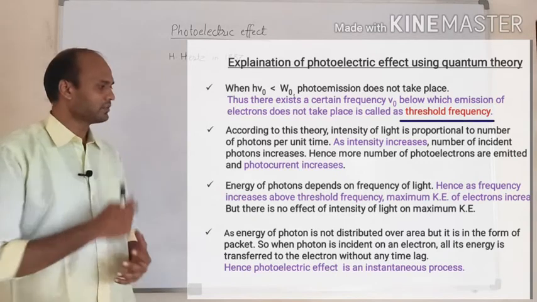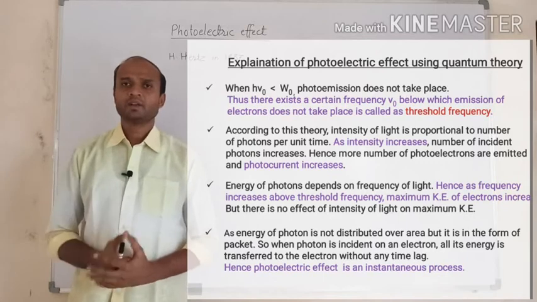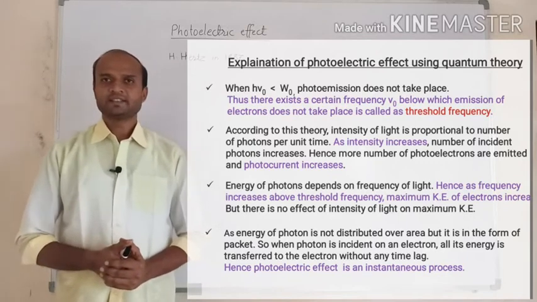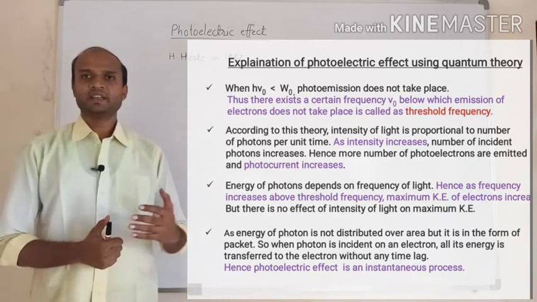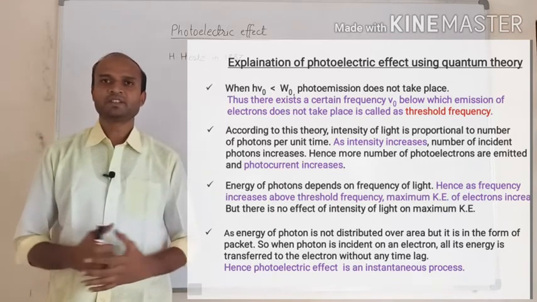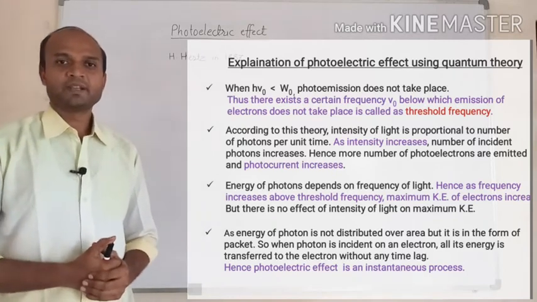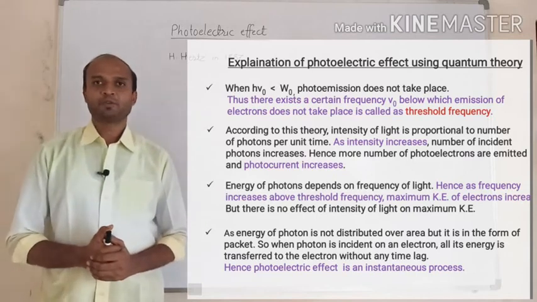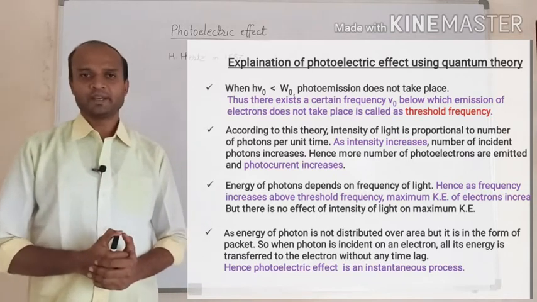So from this equation that we have derived earlier, that is Einstein's photoelectric equation, we have seen that if the energy of the incident photon is less than the work function, then emission of electron is not possible, and that's why the frequency dependence of the photoelectric effect was successfully explained by quantum mechanics.